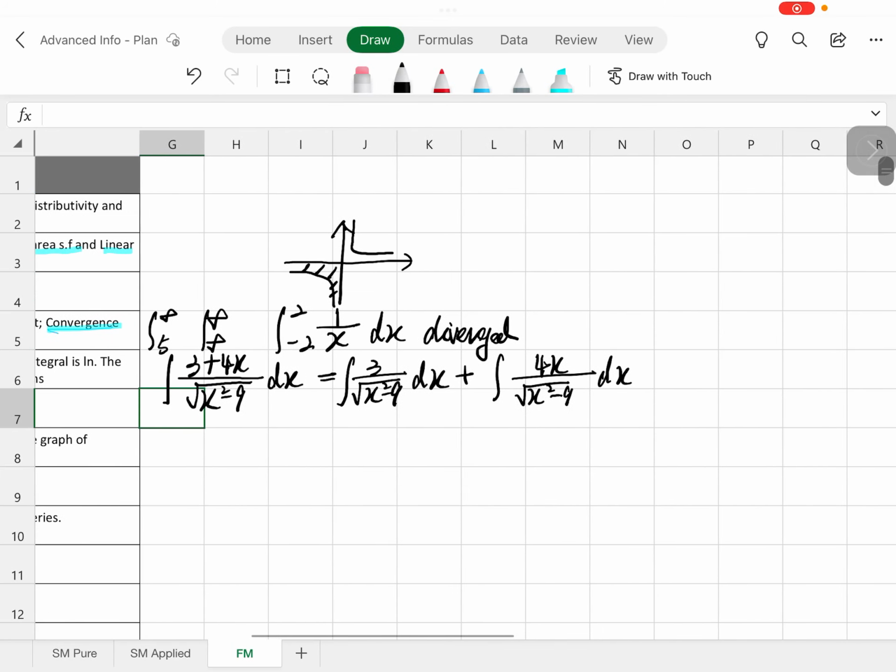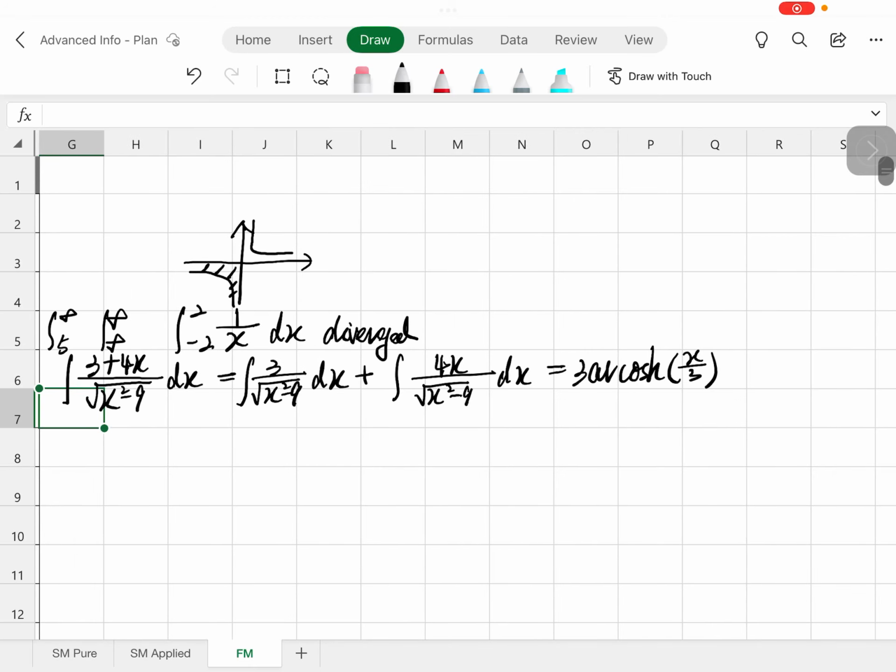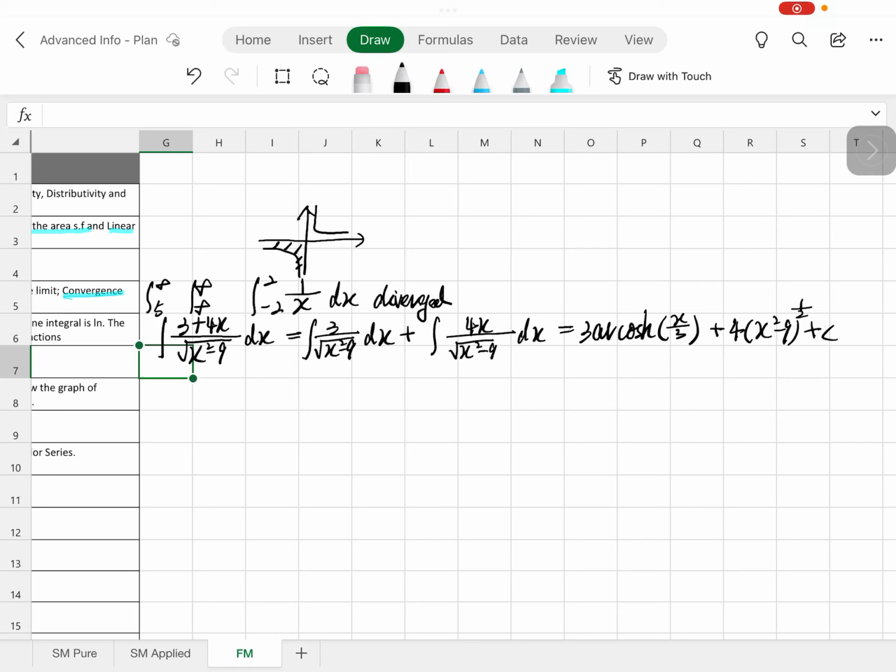And you can see here the first one, okay, the answer would be 3 cosh inverse of x over 3. So that's hyperbolic functions. And the second one will just be 4 bracket x squared minus 9 to the power of a half. And then don't forget your plus c. So this is the kind of question I would think that could link in partial fractions, integration, and hyperbolic functions. Okay, so I'll leave it there.